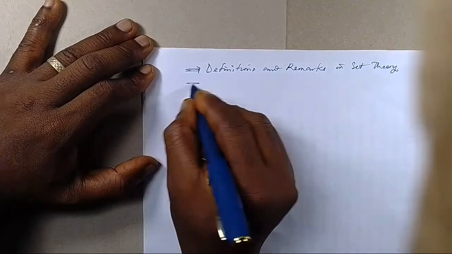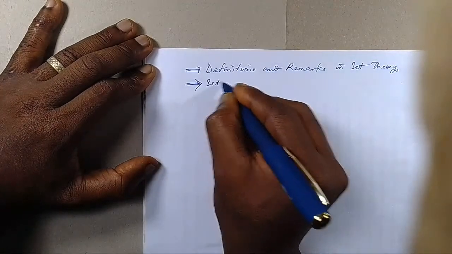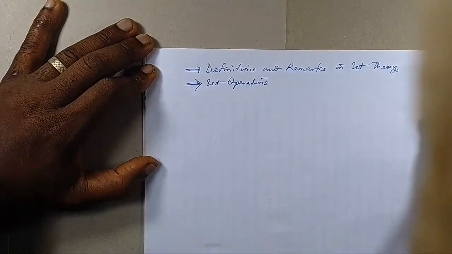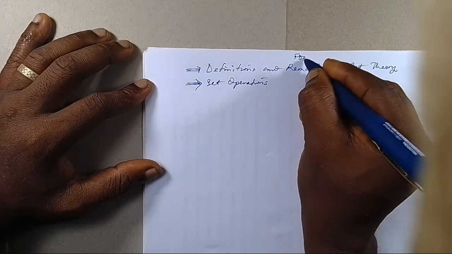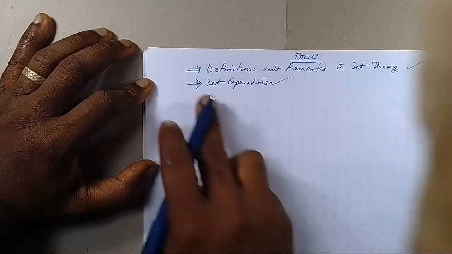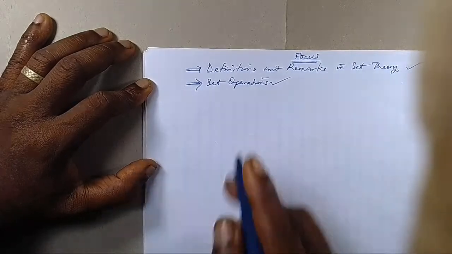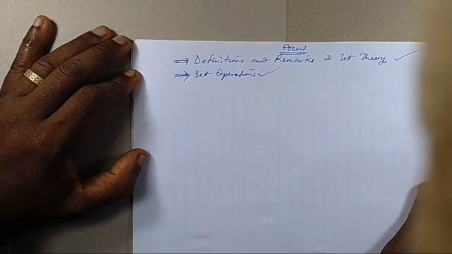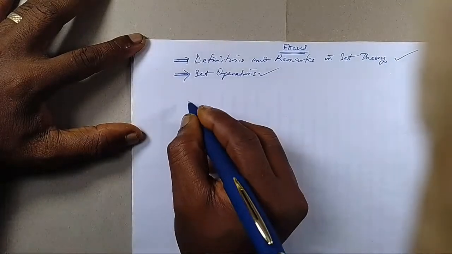The second thing we are going to look at in today's class will be set operations. So we will continue wherever we stopped on that. Please take note, the focus for today's class will be on these two. The first will be definitions and remarks in set theory. The second will be set operations. Quickly, without much waste of time, this class would stop by 10 o'clock. So let us start with definitions.